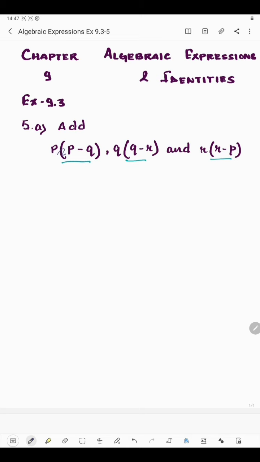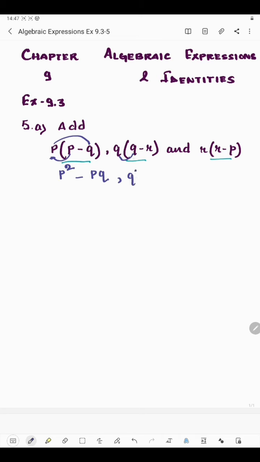Here we will first multiply the monomial with the binomial. We will remove the bracket here, then we will add this. So p multiplied by p is p square, minus p multiplied by the second one, p into q is pq. Now coming to the next expression, q into the first term present inside the bracket.